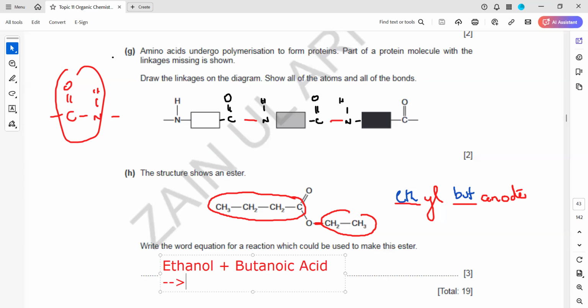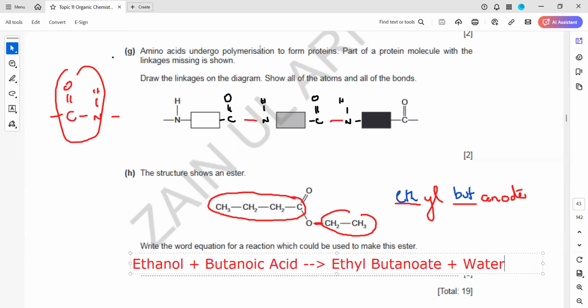And as a result, what will it form? It will form ethyl butanoate plus water as the product. And this reaction is a reversible reaction. Usually, alcohol and acid can form ester in the presence of sulfuric acid as a catalyst, and ester can decompose. Or ester can be hydrolyzed to produce these alcohols and carboxylic acid. Is it clear?